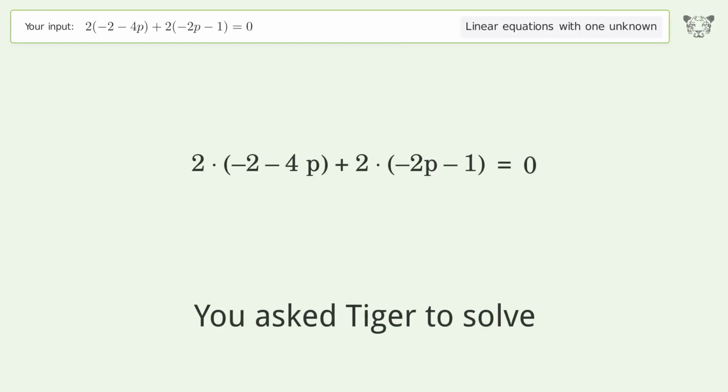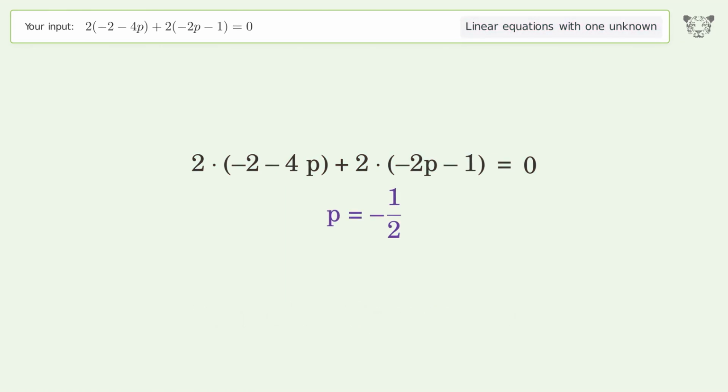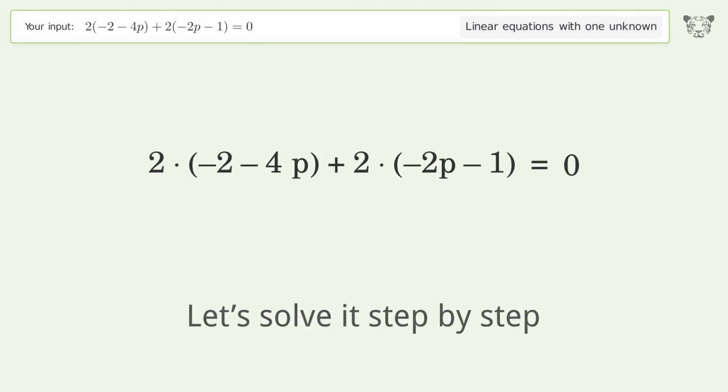You ask Tiger to solve. This deals with linear equations with one unknown. The final result is p equals -1/2. Let's solve it step by step.